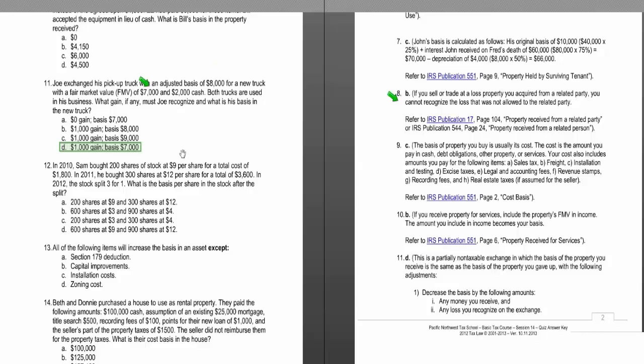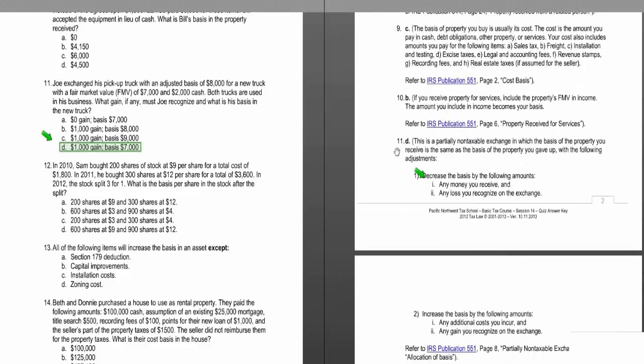And since the vehicle is worth $7,000 and he was given $2,000 in cash, he can't really say that the $2,000 of cash is living in the basis of the vehicle, because it's not. But not all of the $2,000 is taxable either. He's got 7 plus 2 from 8. That gives a profit of $1,000. That $1,000 is taxed, and then the remaining basis in the vehicle is $7,000. So that makes 11D the correct answer.